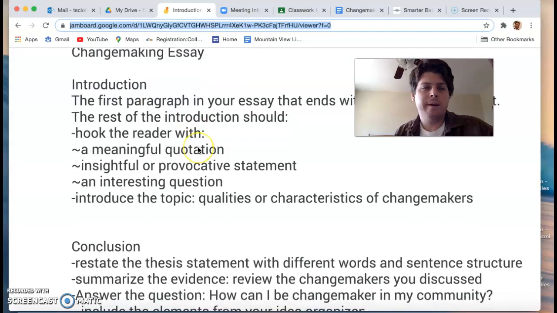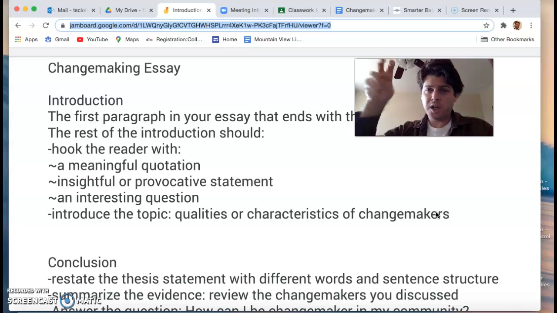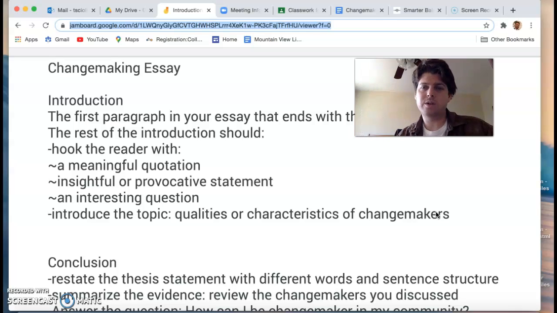change-making essay. An introduction for this essay and for other essays is the first paragraph in your essay, and it ends with your thesis statement. It should always end with your thesis statement. So if you don't have a thesis statement, start with that, do the body paragraphs, and then we come back to the introduction. And the rest of your introduction should hook the reader. So imagine you're fishing and you're trying to hook your fish with the bait. You're trying to hook your reader and pull them into your argument, to your ideas.